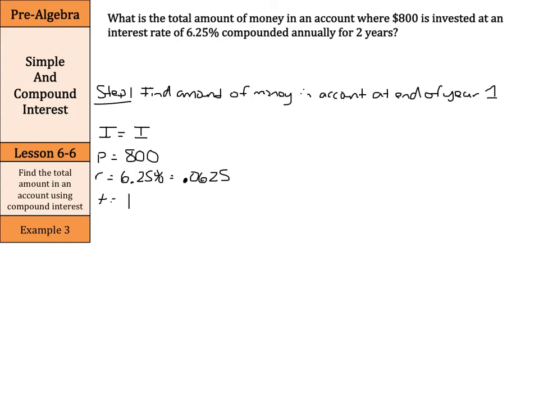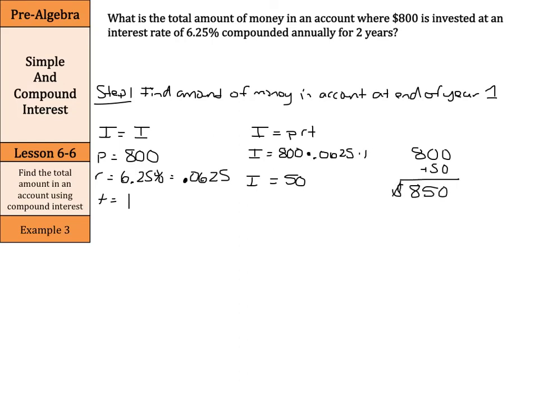So if we look at our formula, I equals PRT, our interest is going to be the $800 times our interest rate, 0.0625, times our 1 year. When I multiply those together, I have $50 in interest. So if I started with $800, after 1 year, I earned $50 more. So in the account, I have $850 after that first year. Now, I'm going to use that $850 in my next part of the problem.